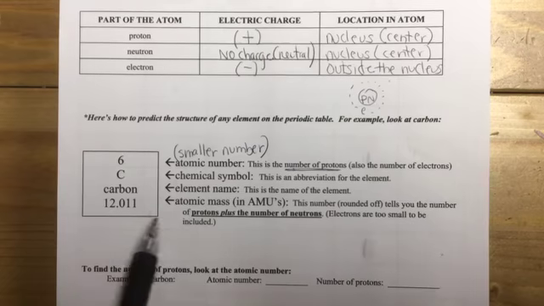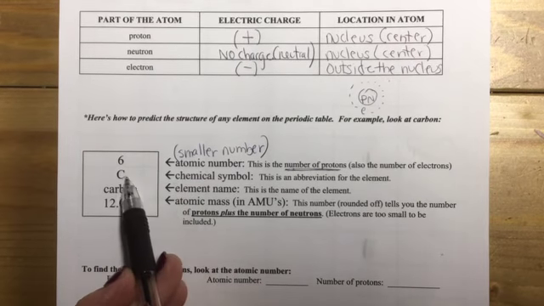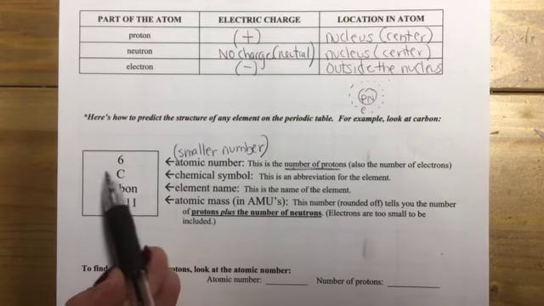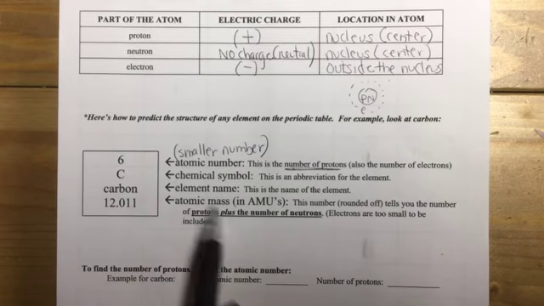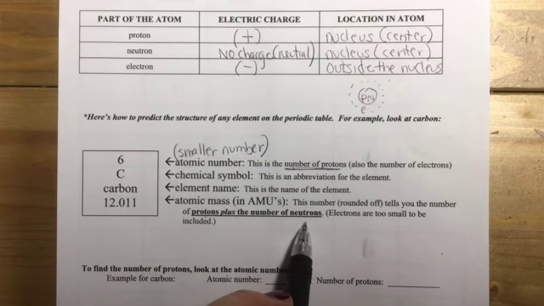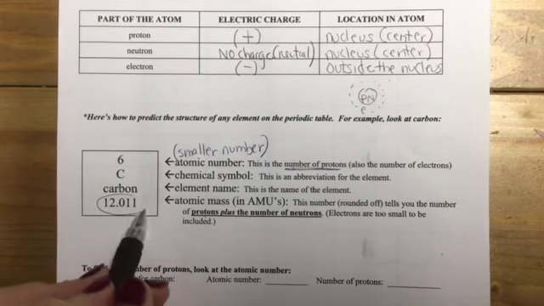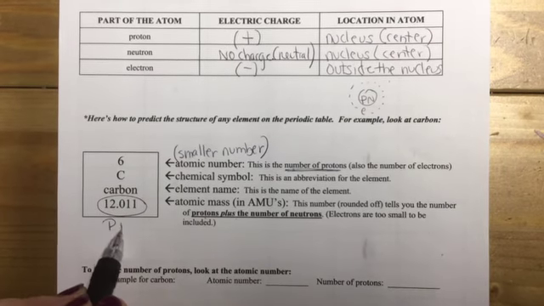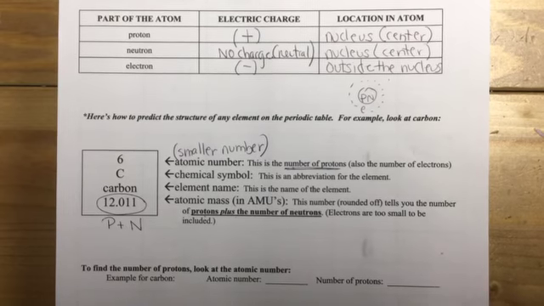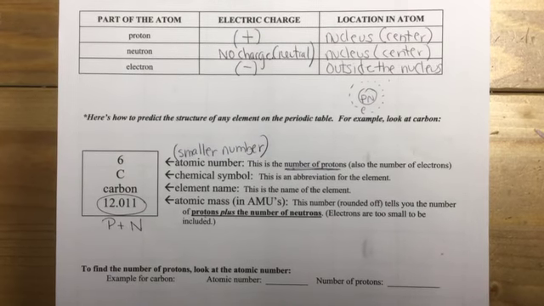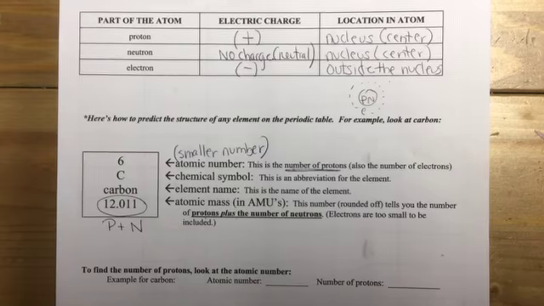You've got your chemical symbol, which is usually just one or two letters, in this case C for carbon. Your element name, in this case, is carbon. And then your atomic mass, which is the protons plus the neutrons. So this number here is the protons plus the neutrons. It's both, right? Protons and neutrons both have mass. Electrons do, but it's really tiny, right?